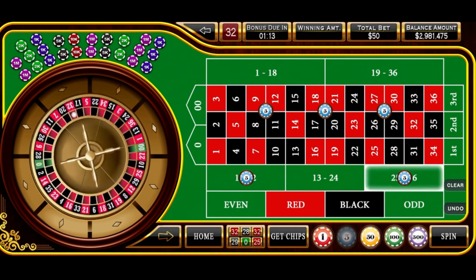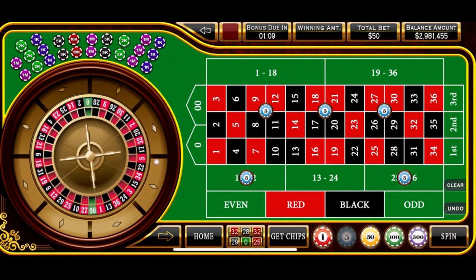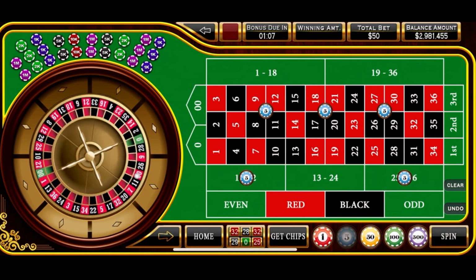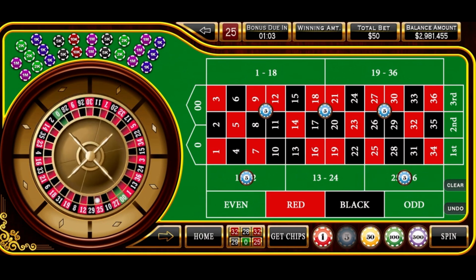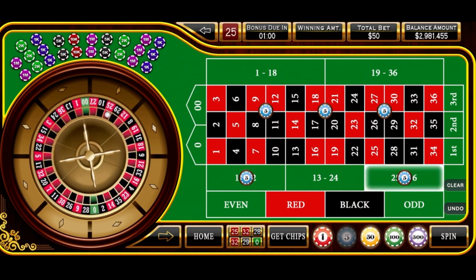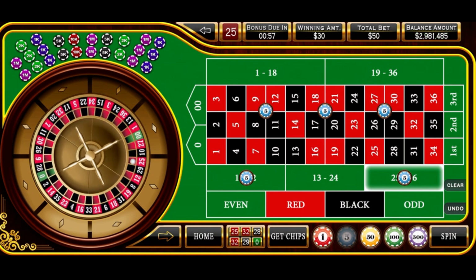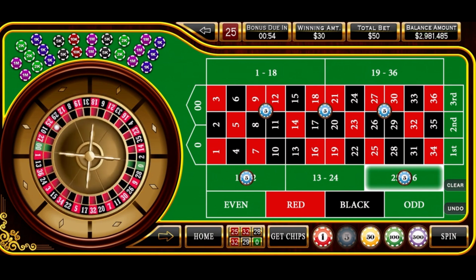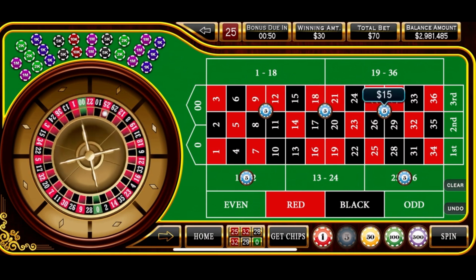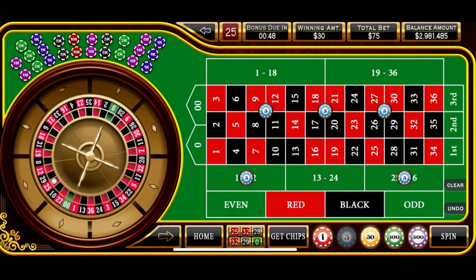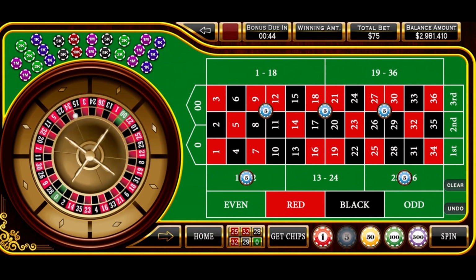32 red, that's another partial loss. So now we'll stay at this same level and spin again and see if we can hit a winner here. 25 red, that's another partial loss. So that puts us at two partial losses, so we'll go up to level 3, add another $5 to all 5 of our bets here. $75 total bet, and we're spinning.